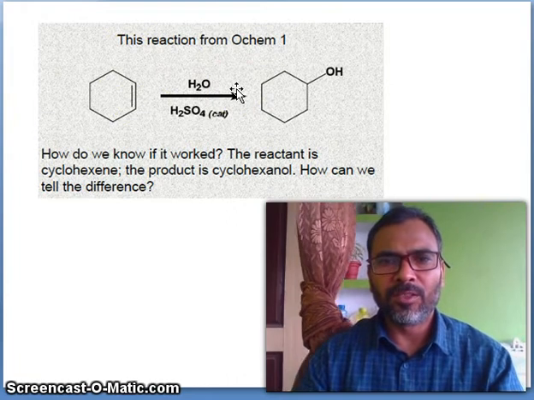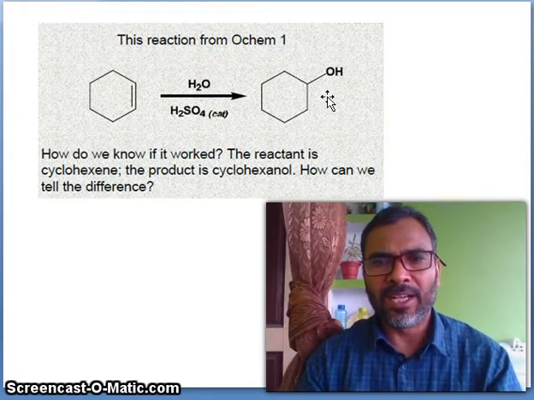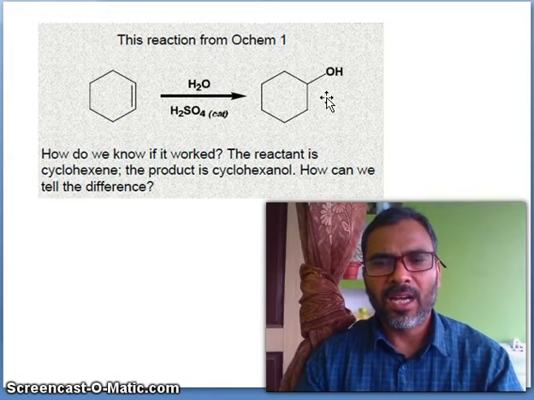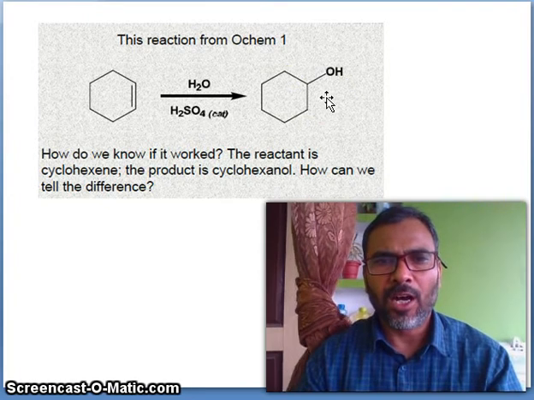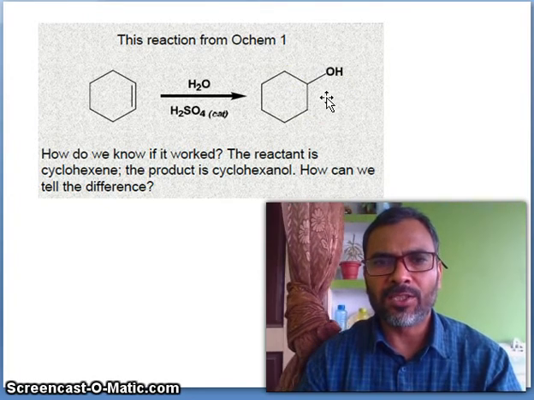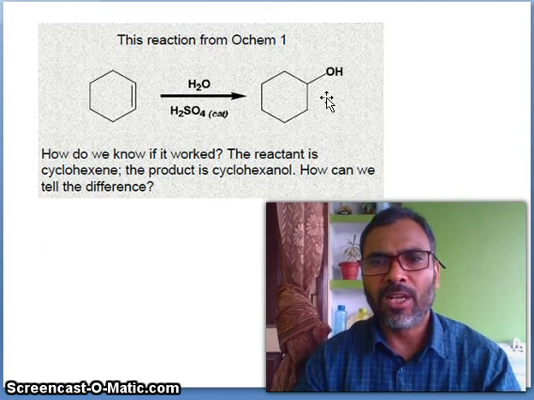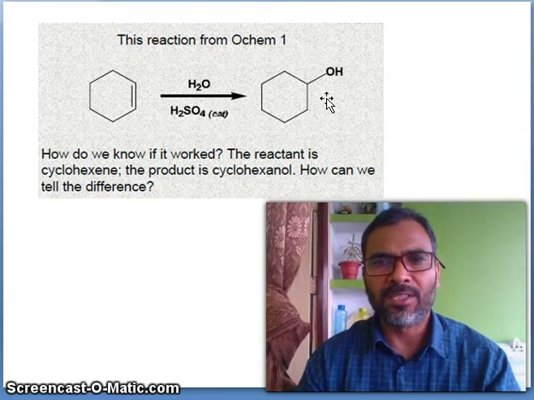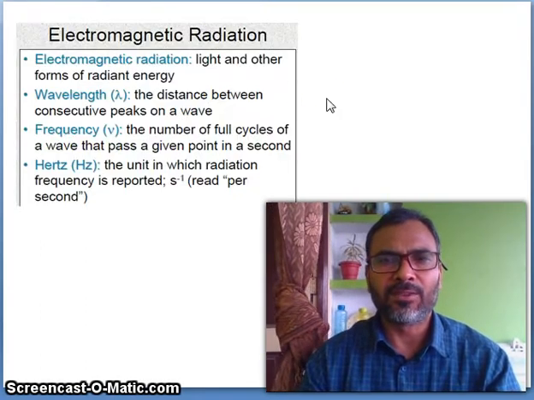You can solve this type of problem with the help of IR spectroscopy. How do we know if it worked? The reaction is cyclohexene, the product is cyclohexanol. How can we tell the difference with the help of IR spectroscopy?